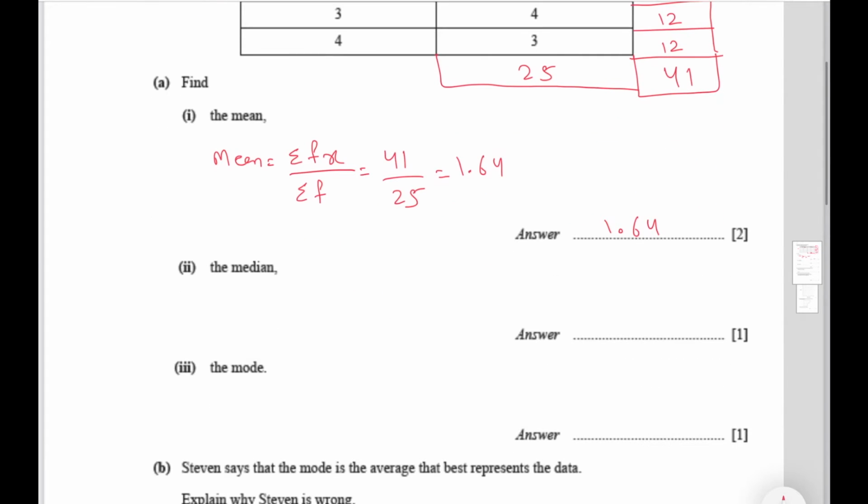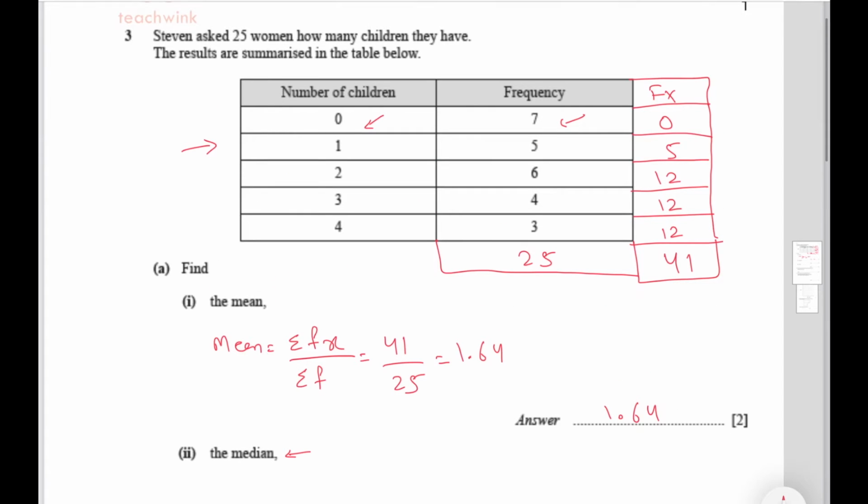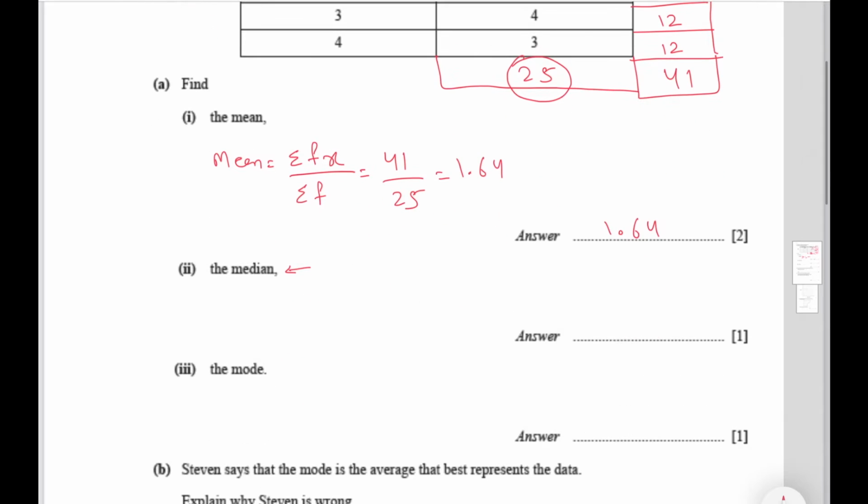The next part says find the median. In order to find the median, we will need to find the middle value of 25. Of course, that is the 13th value. It is not in the first 7 values. It is not in the next 5 values, but it is after that, because the 13th value starts in the 3rd row. That means the median over here is going to be 2.